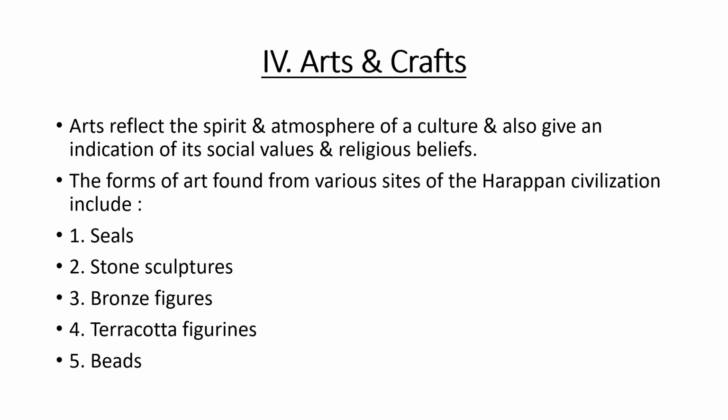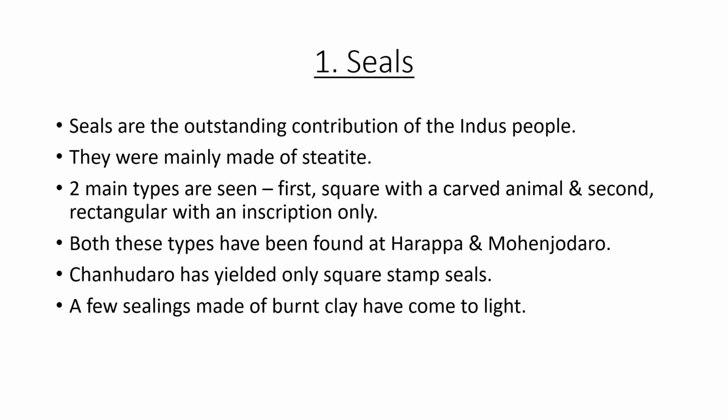So first we come to the seals. Seals are the outstanding contribution of the Indus people, and they were used throughout the length and breadth of this civilization. They were mainly made of steatite. Two main types are seen. First, square with a carved animal and inscription, and second, rectangular with an inscription only. Both these types have been found at Harappa and Mohenjo-daro. Chanhu-daro has yielded only square stamp seals.